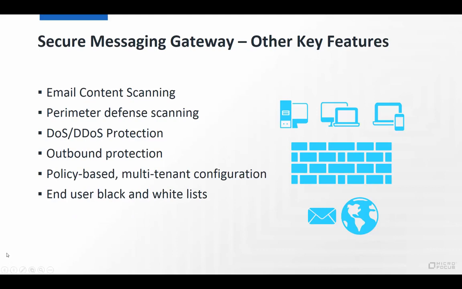So we also do email content scanning, so looking for keywords within email coming in. The perimeter defense scanning, so IP level blocking, IP reputation, RBL, those types of things. Denial of service protection, so if we see too many connections from a single IP address in a given amount of time, we indicate that this specific IP address is trying to consume all of the threads and not allow legitimate email to come through. Outbound protection, so whatever tests you would want to do on an inbound side, you can do on the outbound side.